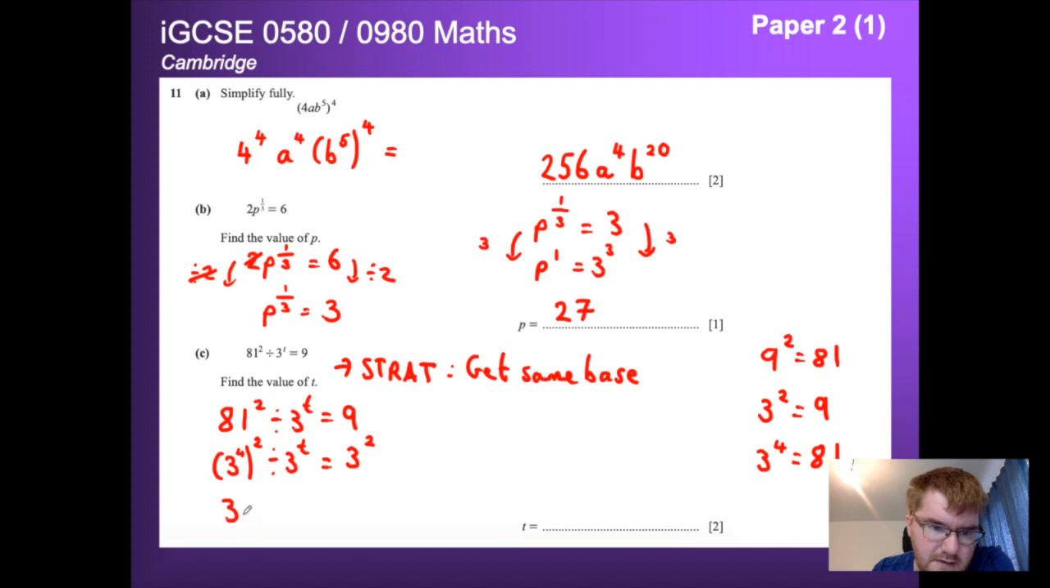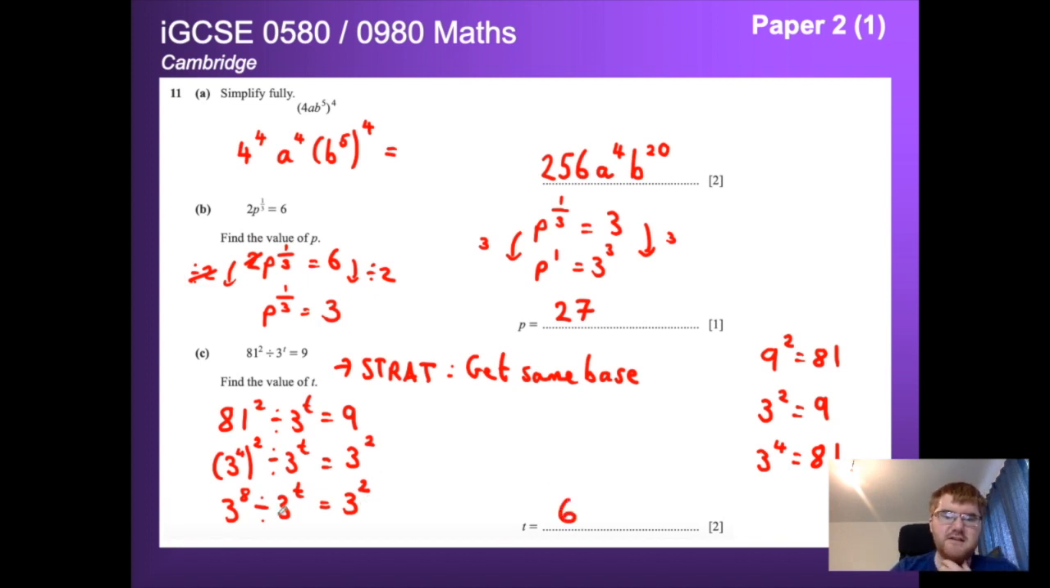So we get 3 to the power of 8 divided by 3 to the power of t is equal to 3 to the power of 2. And I think at this point we can see, well, what does t have to be to make this true? And when you're dividing, it's the same as minusing. So 8 minus something is equal to 2. Well, our something must be equal to 6.